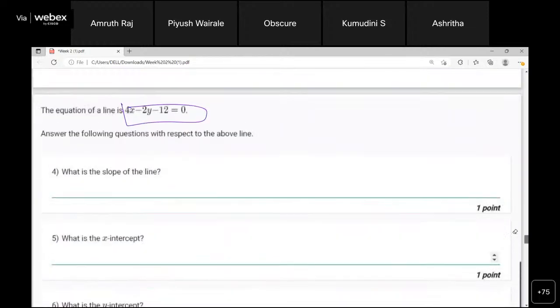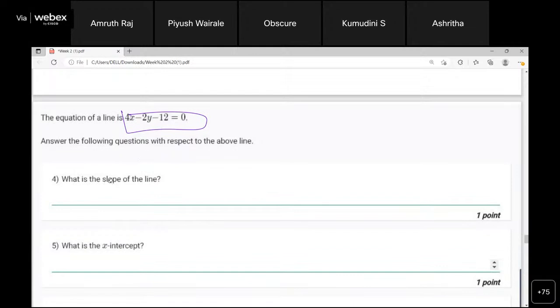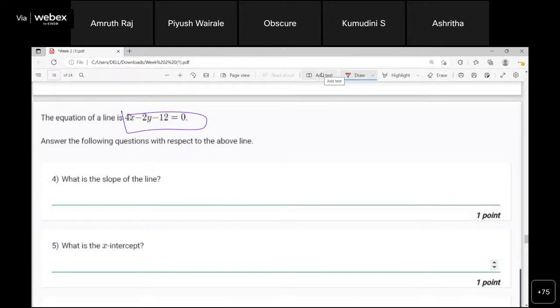Equation of a line is given to us. What is the slope of this particular line? This is what we have discussed. Just try to compare with the equation y equals mx plus c. If you bring this, you can simply compare what the slope is. Slope is equal to 2.